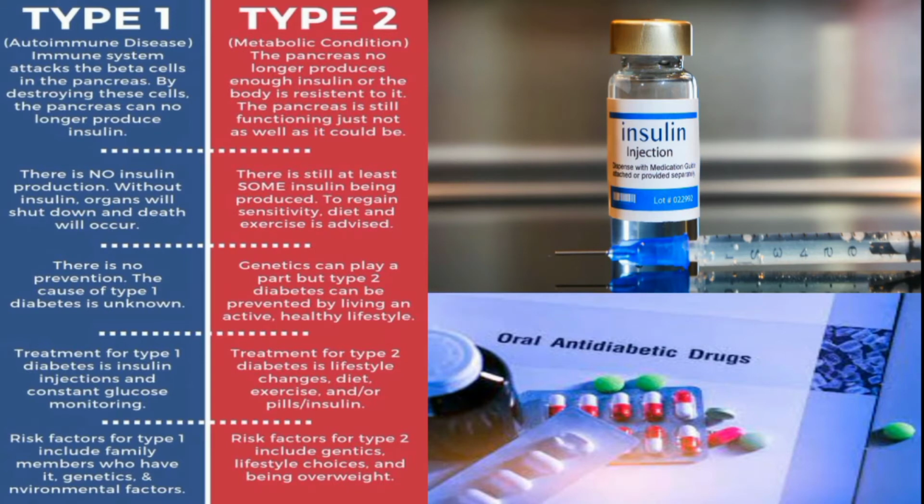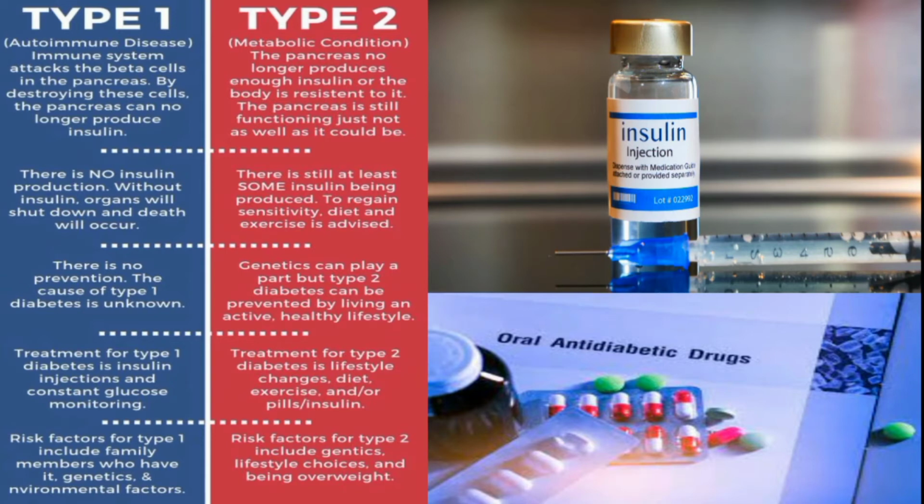The pancreas will still be in a functioning state, but it can't produce enough insulin. And in type 1, there will be no insulin. Because of no insulin, the organs will shut down and death may also occur. When compared with type 2, there is still some insulin, at least some insulin produced.